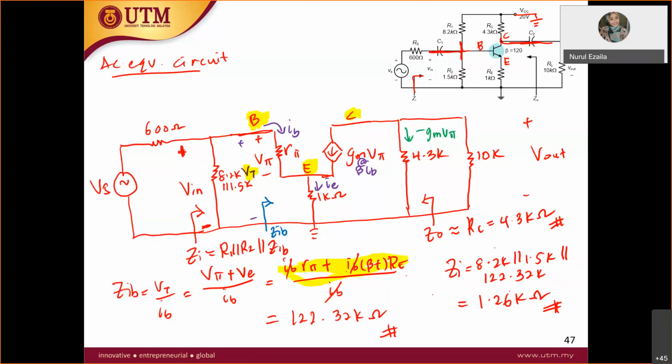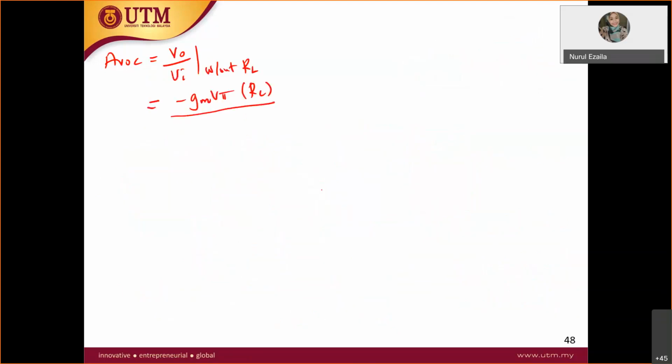Okay, everything here. So just put everything, the value there. In here, it is equal to V pi plus VE. Therefore, I want to simplify this. So V pi is equal to IB r pi, RC, and then this is IB r pi plus (beta plus 1) IB RE.